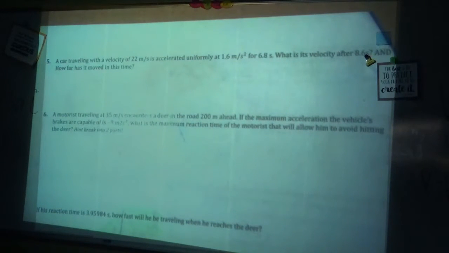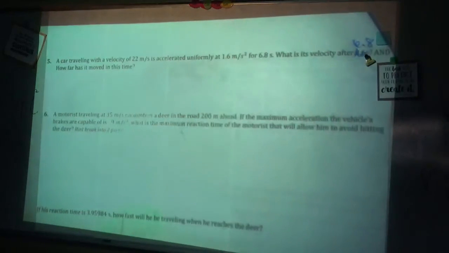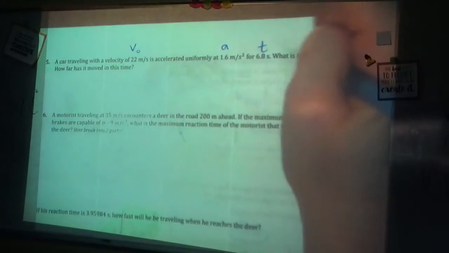Number 5, the car is traveling with a velocity of 22 meters per second and it accelerates uniformly at 1.6 meters per second squared for 6.8 seconds. What is the velocity after that time, and how far has it moved in this time? (That was a typo, that was supposed to be 6.8.) So this is my initial velocity, this is my acceleration, this is my time. I'm looking for velocity after.